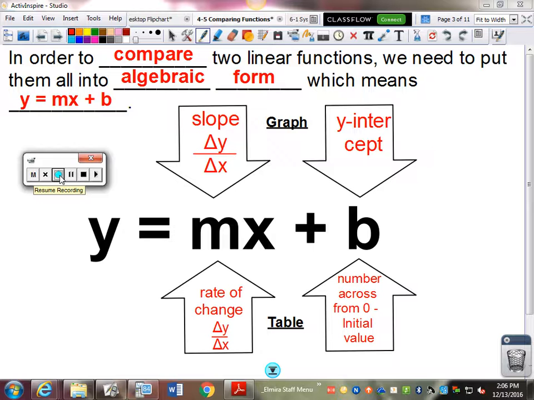In order to compare 2 functions, we need to put them all into algebraic form, so that means y equals mx plus b. If we're talking about a graph, we're going to look at the change, the slope, and the y-intercept. If we're looking at a table, we're going to look at the rate of change, change in y over change in x, and what's the number across from 0. And we're going to write y equals mx plus b, or we could also write f of x equals mx plus b, either one.